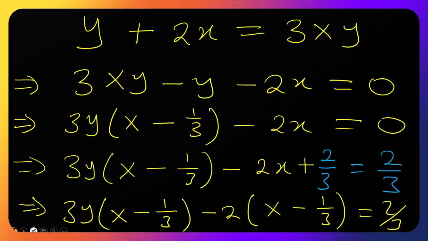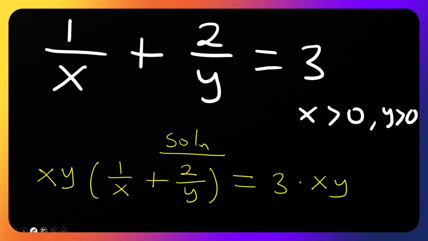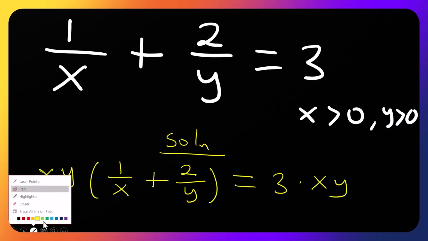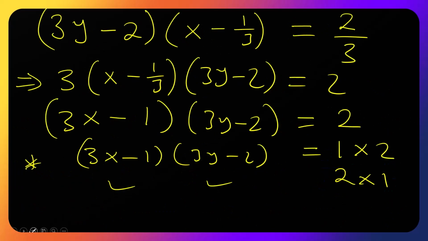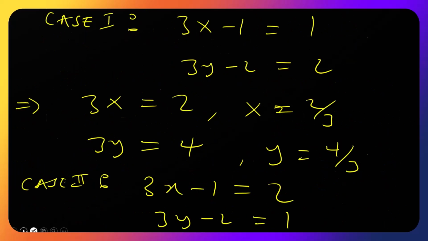Now let's see if they will satisfy the equation. So when x is 1, 1 over 1 is 1, 2 over 1 is 2, so that will be 3. So x equals to 1, y equals 1, satisfy the equation. Now let's look at the other solution, 2 on 3 and then 4 on 3. Now let's check.